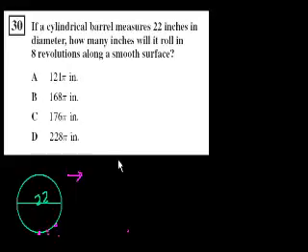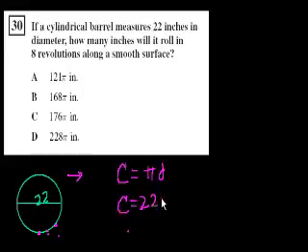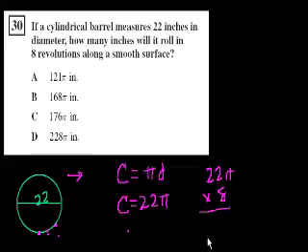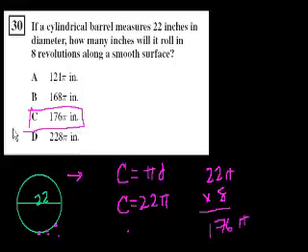So what's the circumference of this? Circumference is equal to pi times the diameter. The diameter they already gave us was 22, so the circumference is equal to 22 pi. So it's going to move 8 circumferences in 8 revolutions. So 22 pi times 8 is what? 176 pi. And that's choice C. See you in the next video.